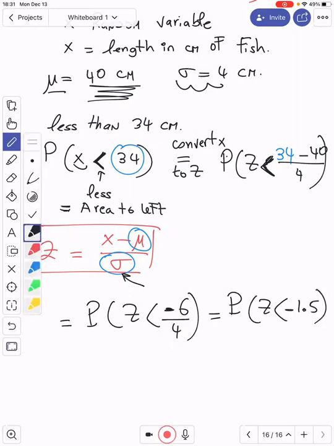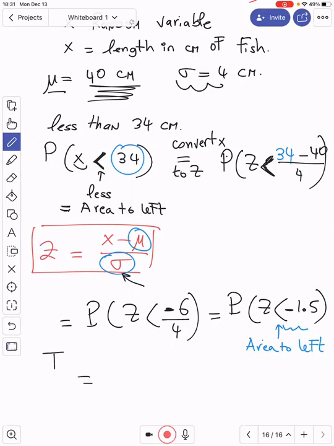Now, once you have your answer in z, this is negative 1.5, and it's less than. So we have the area to the left. This is less than, so area to the left, right? Then you can use your table 3. You can use table 3, and you can get your answer from table 3, right?